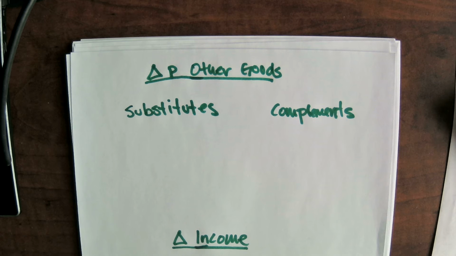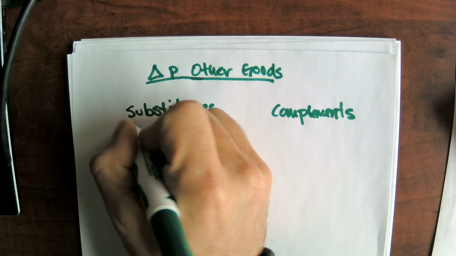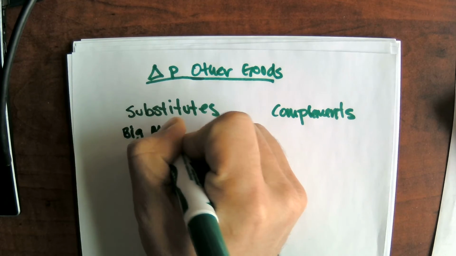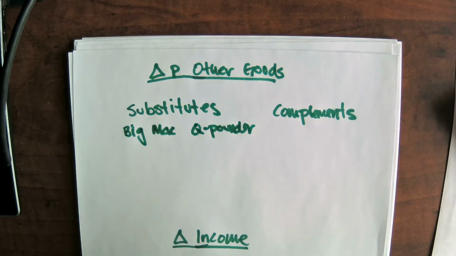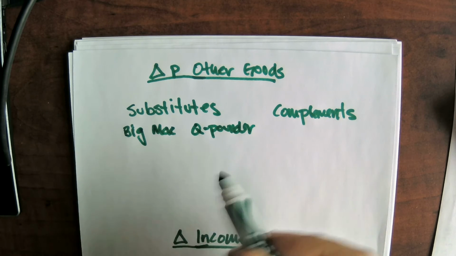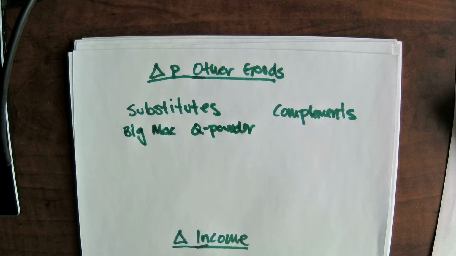Now, in this example, just think about McDonald's hamburgers versus, I guess, the Big Mac comes from Burger King or something like this. They're both very similar, right? You can have one or the other. So those goods are substitutes. Think about this: substitutes like the Big Mac and the quarter pounder. These actually could both be within McDonald's themselves.